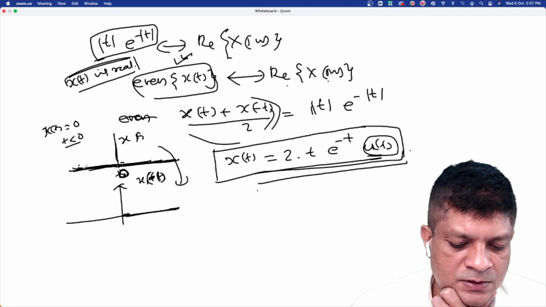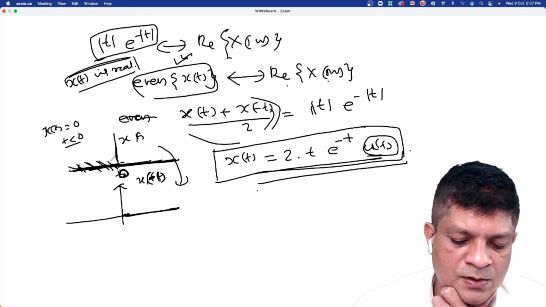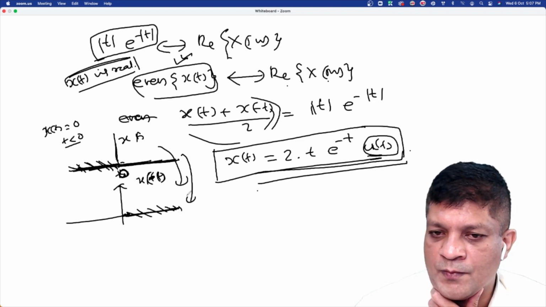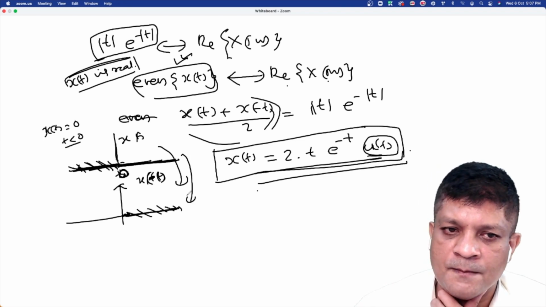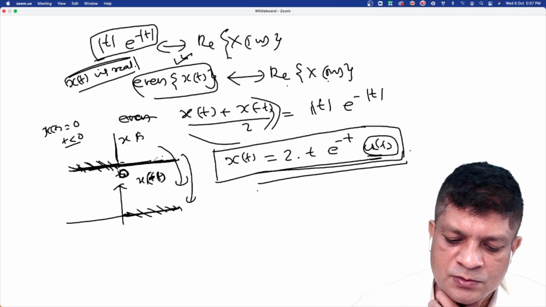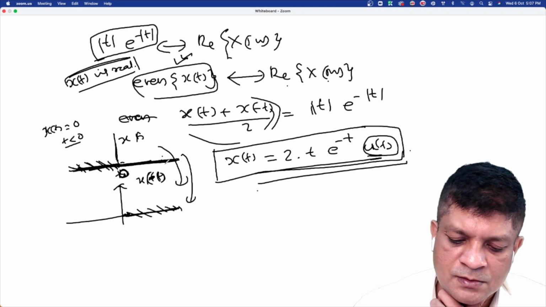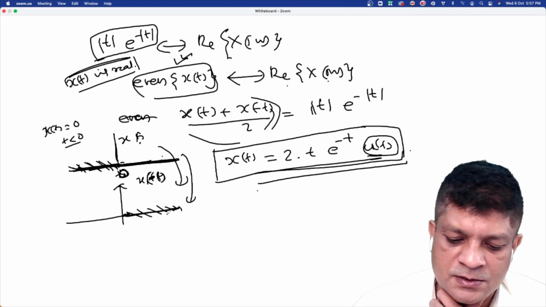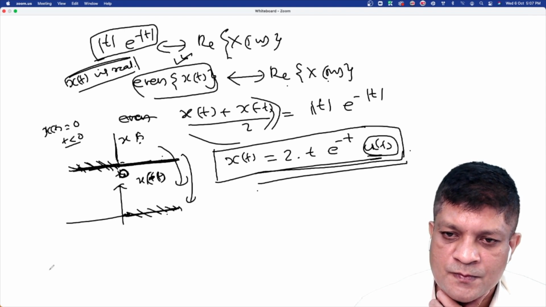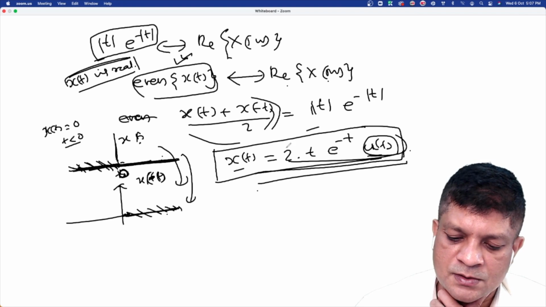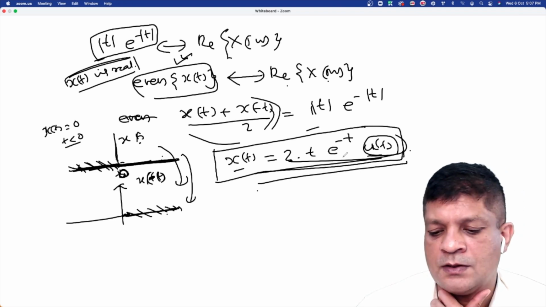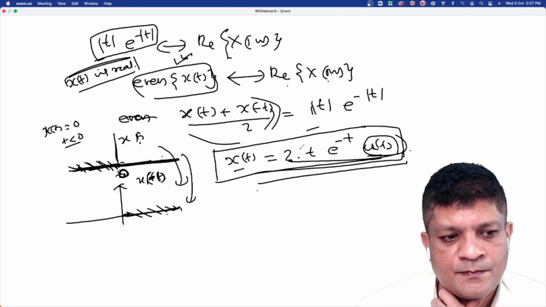Yes, sir. In xt, this part is 0. And in x of minus t, this will be 0, isn't it? What is the even part of xt? Add these two divided by 2. That is the even part of the signal. So when you add these two for positive values, only xt will be there, this is 0. Yes, sir. That will be xt by 2, right? Xt by 2 is this. So xt is 2 into t e to the power minus t. Yes, sir. I got it. Thank you. Okay.